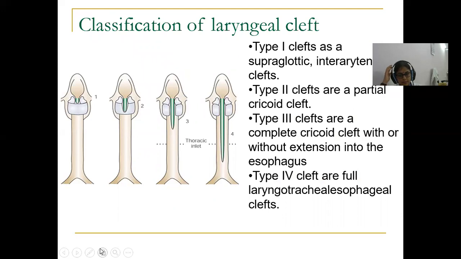So how do you classify laryngeal cleft? Type 1 clefts are supraglottic interarytenoid clefts. Type 2 clefts are partial cricoid clefts. Type 3 clefts are complete cricoid clefts with or without extension into the esophagus. And type 4 are full laryngotracheoesophageal clefts. You can see the difference: 1, 2, and 3, 4. Partial and complete laryngotracheoesophageal clefts. This is how you classify laryngeal clefts.